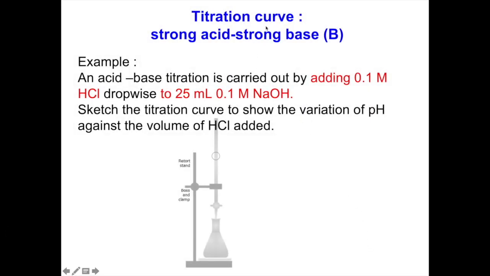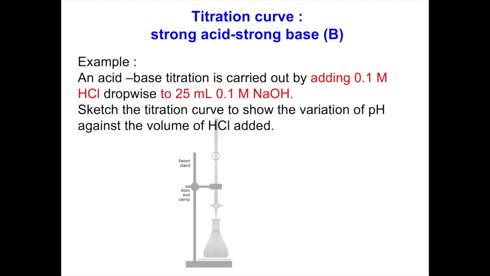Alright, next is the titration curve between strong acid and strong base, but this is different from the previous one because it has different titrant and analyte. The acid-base titration is carried out by adding 0.1 molar HCl dropwise to 25 ml of 0.1 molar sodium hydroxide. Sketch the titration curve to show the variations of pH against the volume of HCl added.